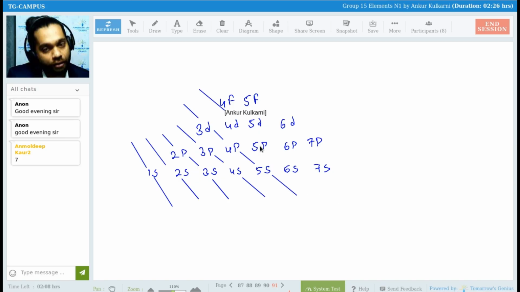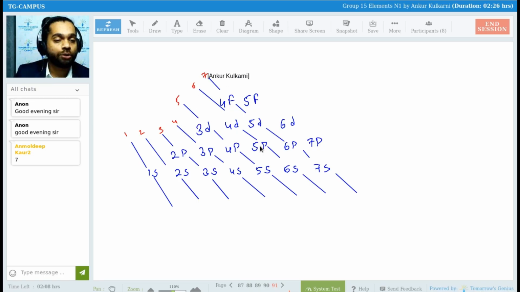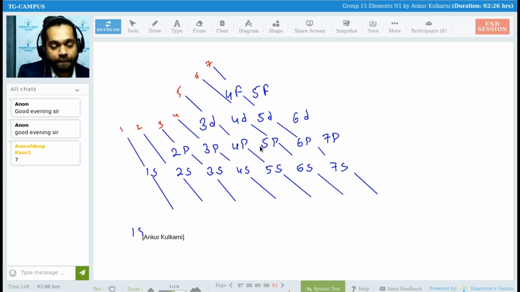Those who know very well, good. Those who do not know, please write it down. Draw this line. Then give the numbers to the lines: 1, 2, 3, 4, 5, 6, 7. Now look over here, everyone. After drawing this table, you have to go in order. So what does the first line say? Ragul, the first line says 1s. Correct.